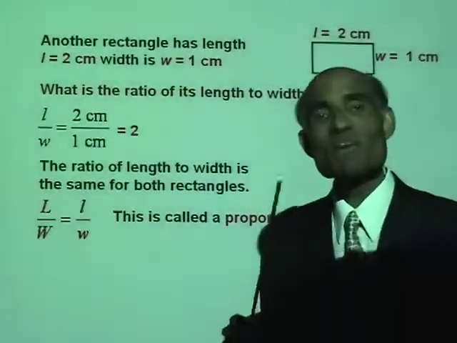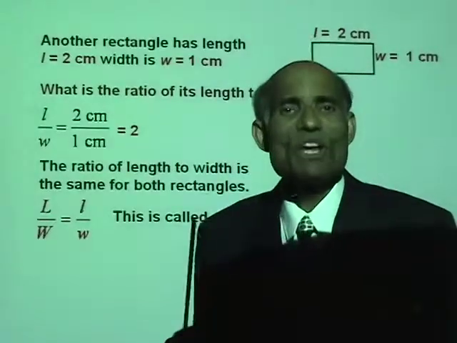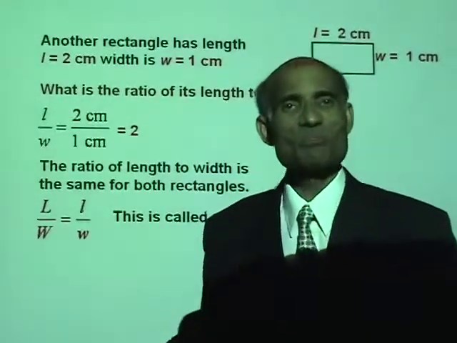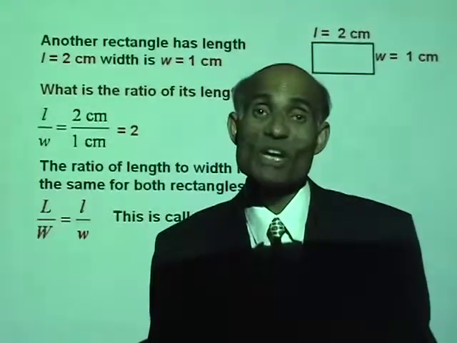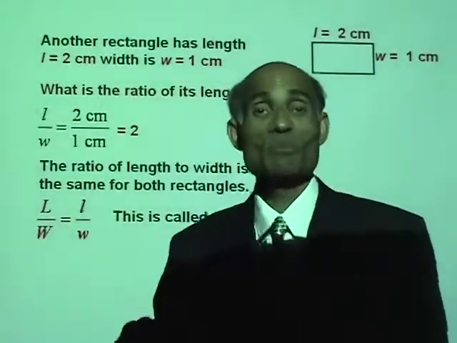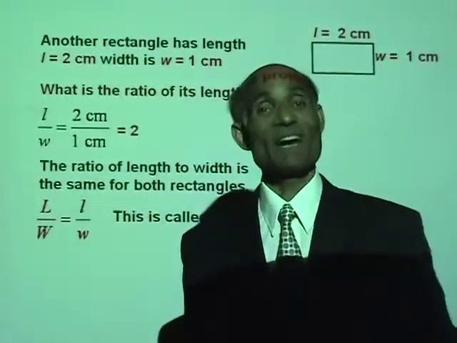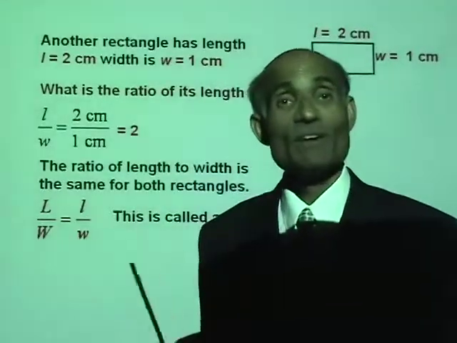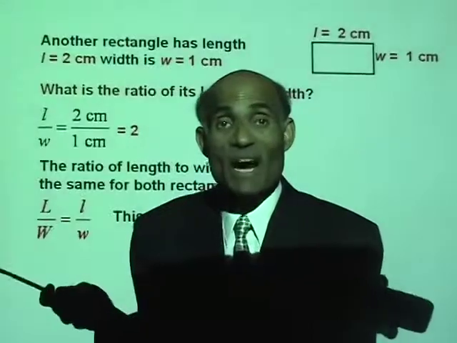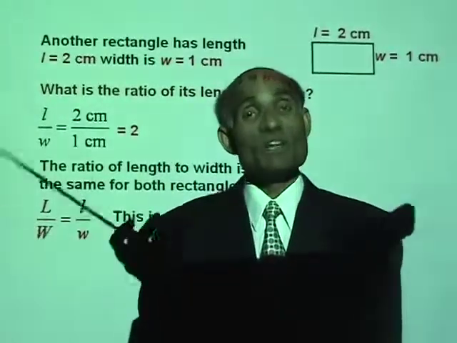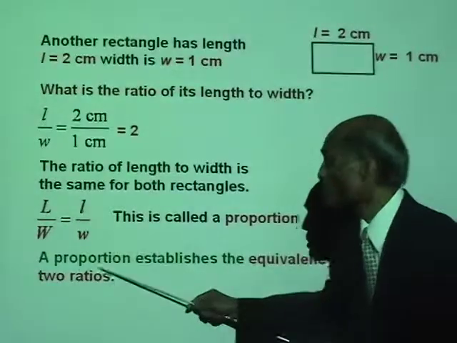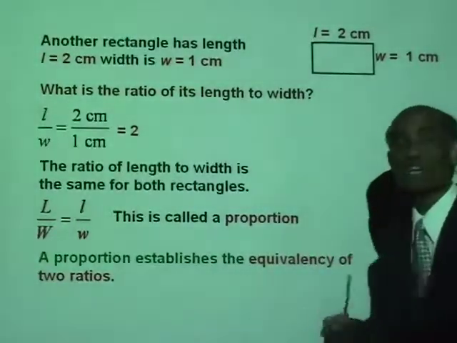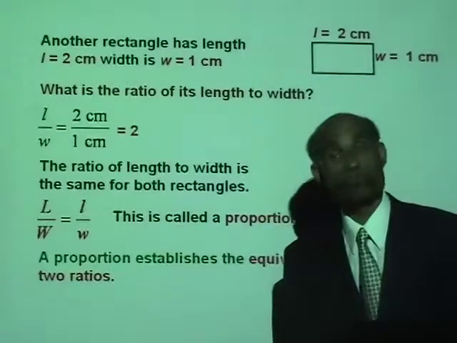So you must be able to give me the meaning of a ratio and proportion. What is a ratio? A ratio is simply a comparison between two quantities. And what is a proportion? When two ratios are equal to each other, you have a proportion. A proportion establishes the equivalency of two ratios.